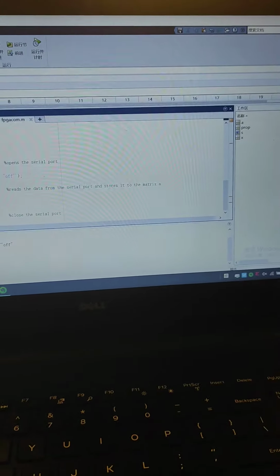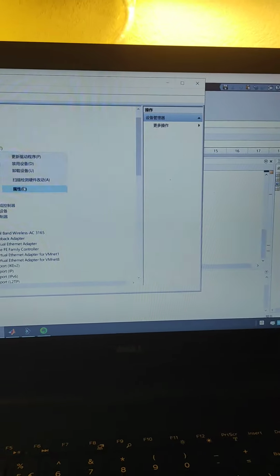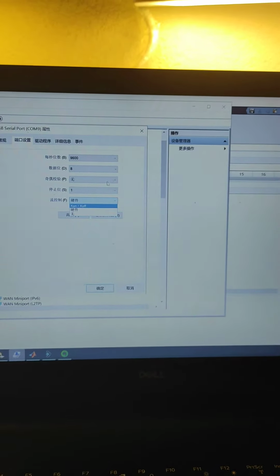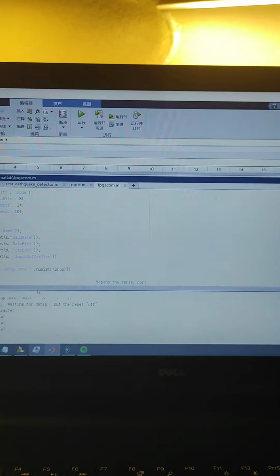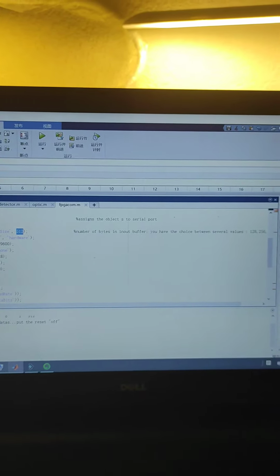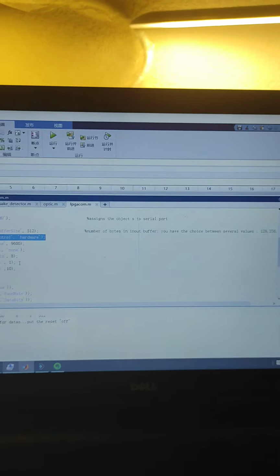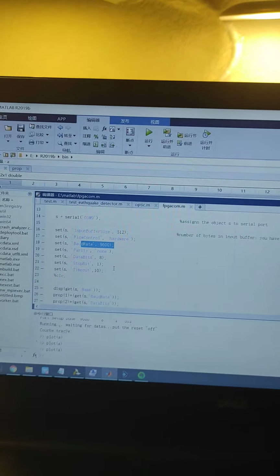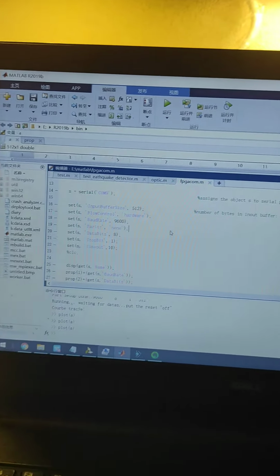First, we should care that the flow control is hardware, so MATLAB can control the flow. It must be, and we should configure the MATLAB port. Be careful, this FIFO and this flow control are very important. This is the baud rate. For the others, they are default.